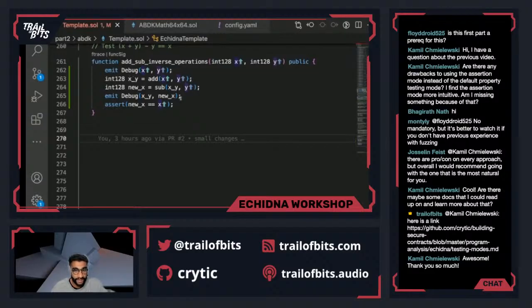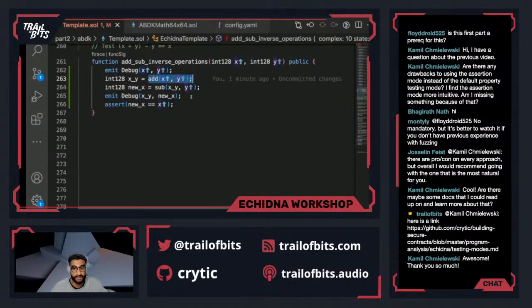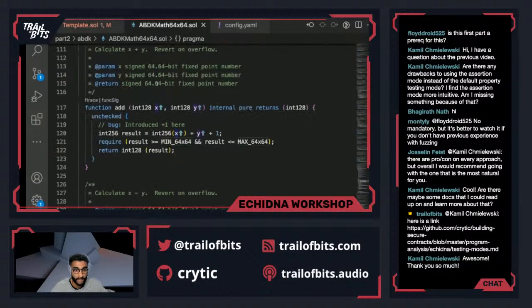And because we used events, we were able to identify that there's more likely a problem with the addition function than the subtraction function. So let's go to the addition function in the ABDKMath library. And we'll notice that I introduced a little bug here, which is that I added a +1 to showcase the bug.